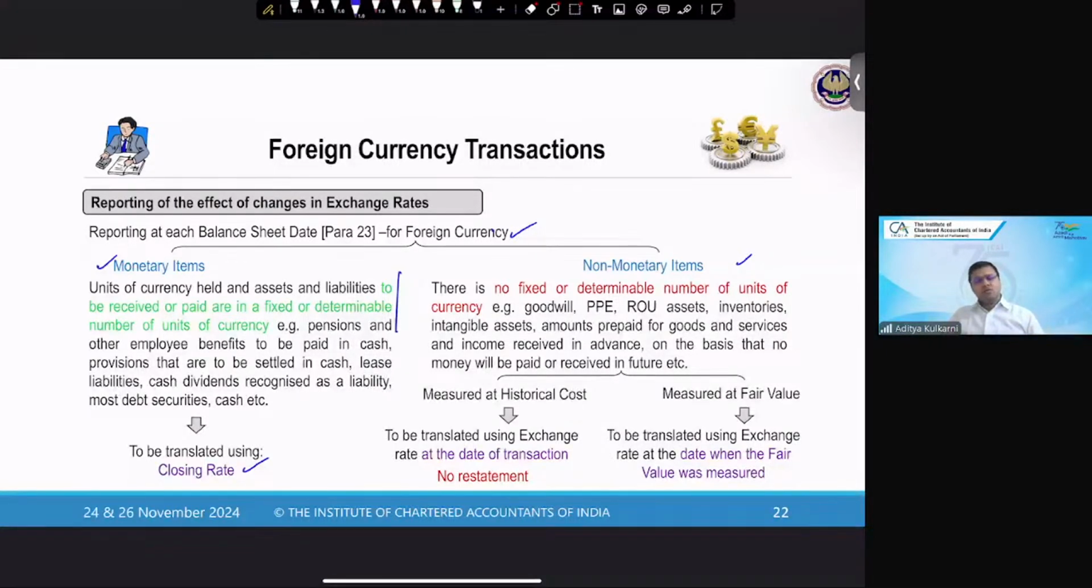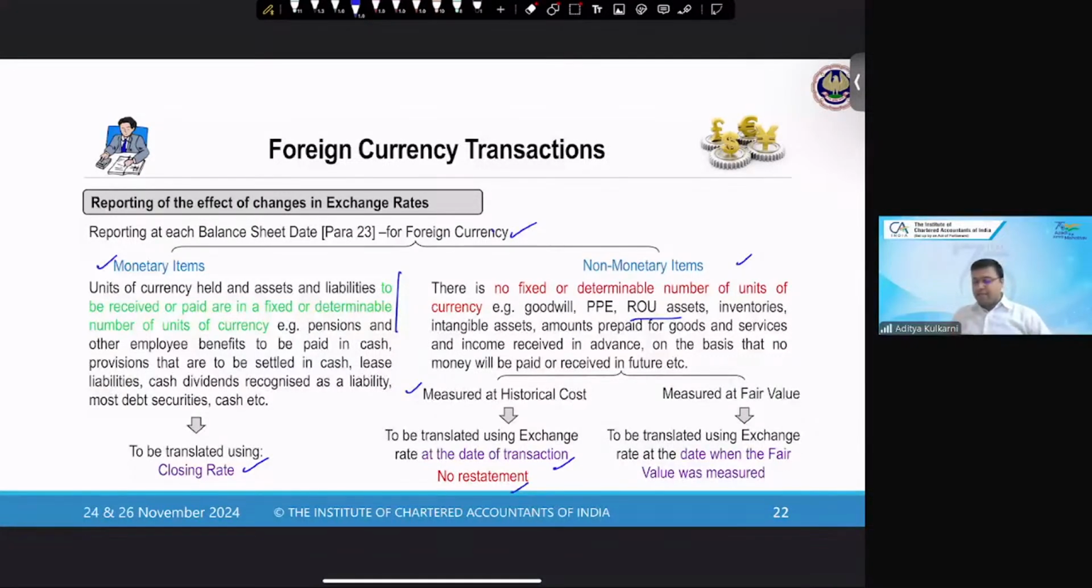Non-monetary assets: property, plant, equipment, inventory, right of use. Have you studied Ind AS 116? Yes, sir. Okay, so you are aware of ROU assets. So PPE and all these are non-monetary items. That means I cannot have that converted into a specific known amount of units of currency. So therefore, for these items I have two options. I will either measure it at historical cost, in which case it will be translated using the exchange rate at the date of transaction without any restatement.